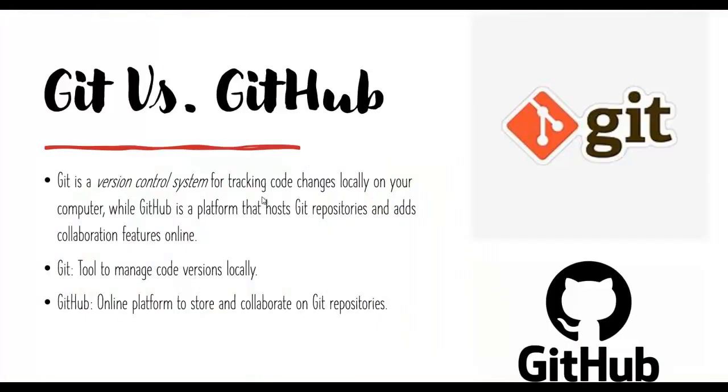Git is a version control system for tracking code changes locally on your computer, while GitHub is a platform that hosts Git repositories and adds collaboration features online. In short, please remember this: Git is a tool to manage code versions locally, while GitHub is an online platform to store and collaborate on Git repositories. Hope all of you are clear with this. Now let's move on. Now let's understand version control in the simplest way.